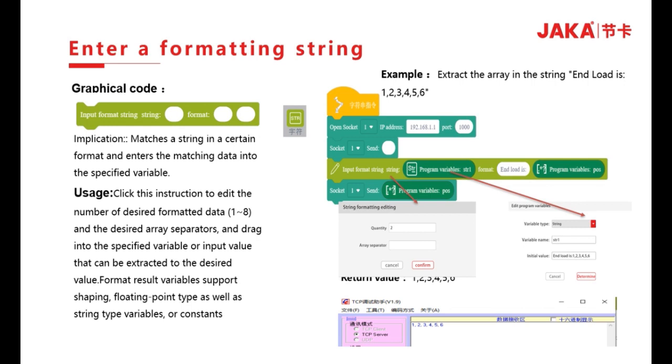In this case, the robot will separate end load is and put the rest into a variable. Here, the variable is array. As you can see on the result, the robot will keep only 1, 2, 3, 4, 5, 6 containing inside the array.